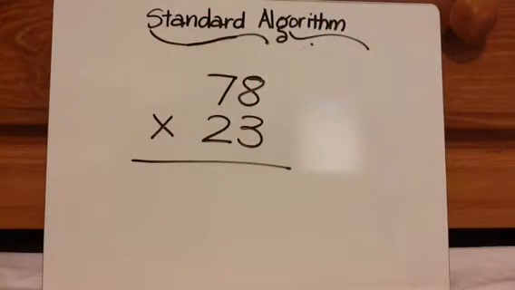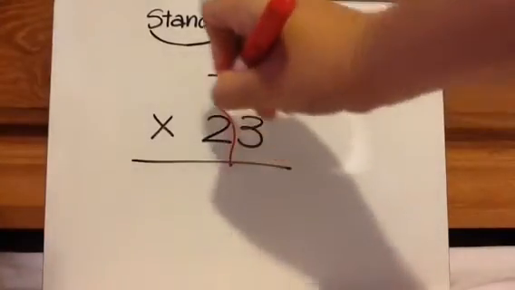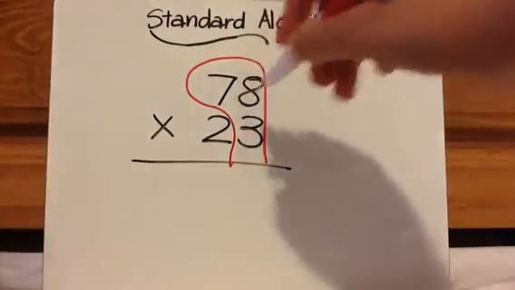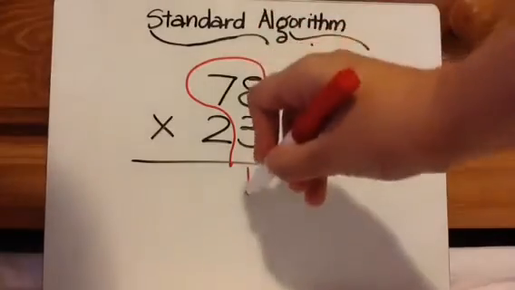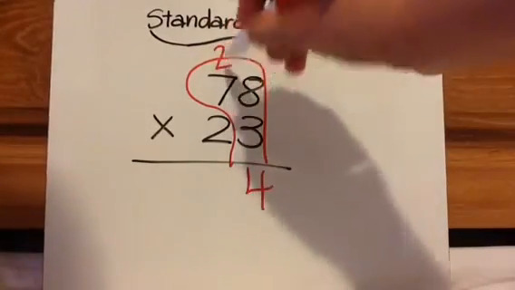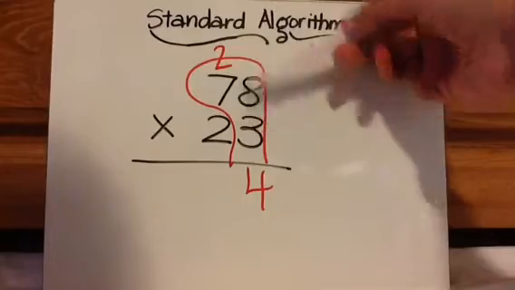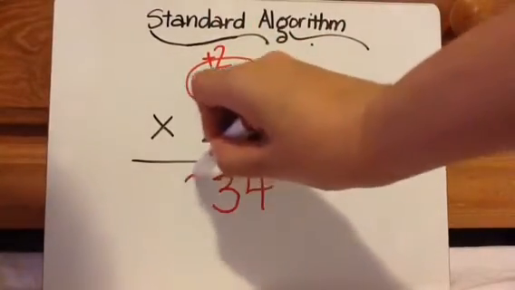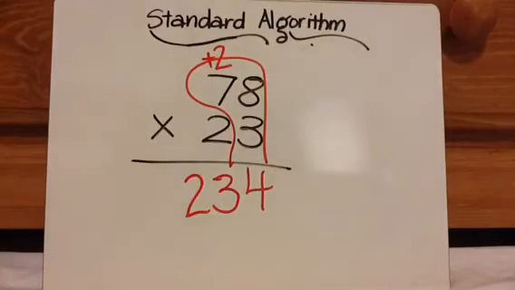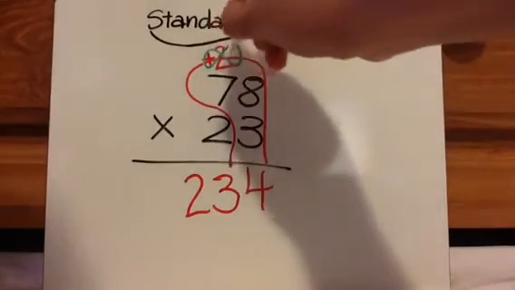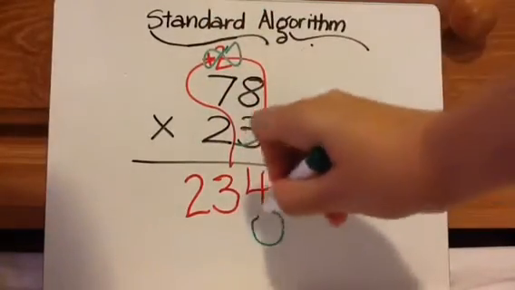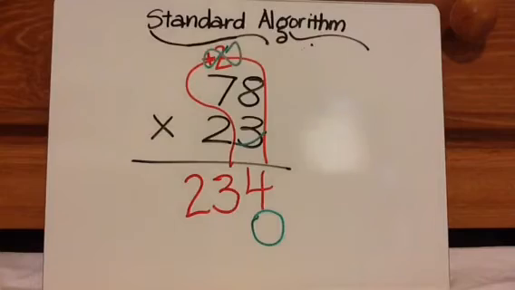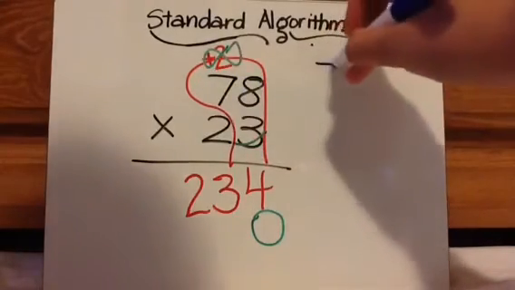Alright, 78 times 23. Step 1, draw the turtle and do 78 times 3. 8 times 3 is 24. Bring down the 4. Carry the 2. 7 times 3 is 21, plus 2 is 23. 234. Step 2 is bow tie, collar, lay an egg. Step 3 is now 78 times 2.